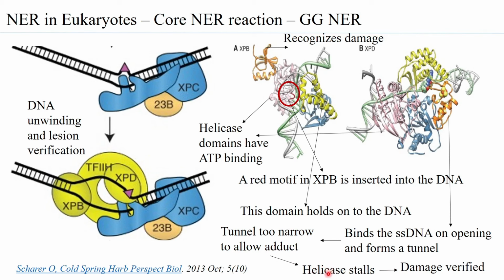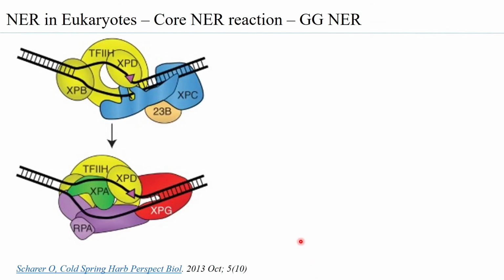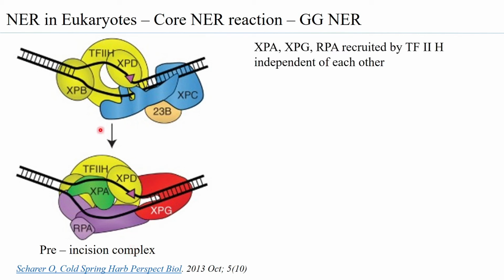So, there is no further opening up of the DNA that is happening. What happens next? Once you have the TFIIH and the XPC-RAD23B opening up the DNA at the point where there is a lesion, another protein comes in, called XPA, along with RPA and XPG, to form the pre-incision complex.